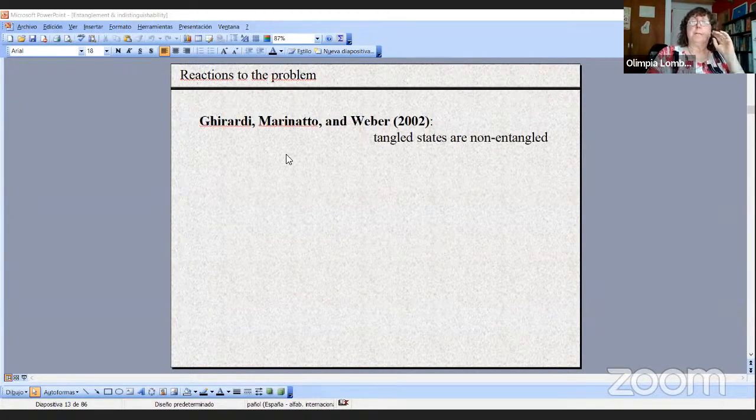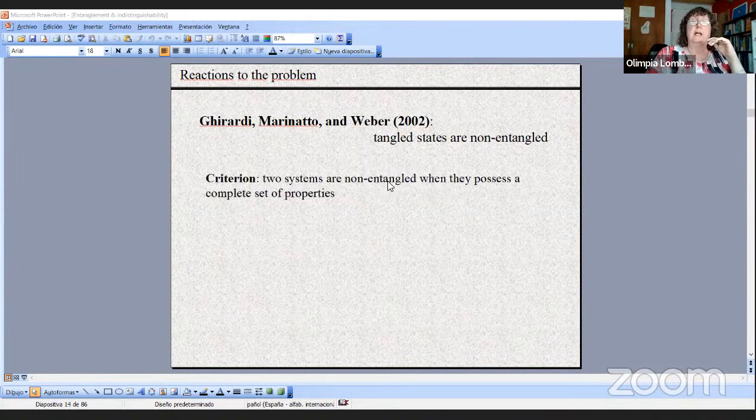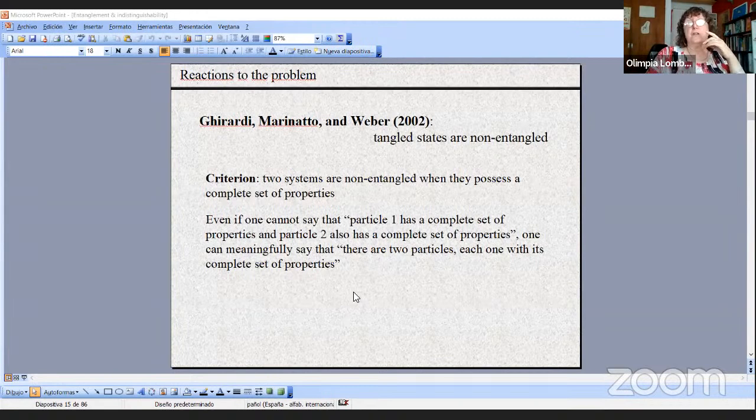In a very, very well-known paper by Ghirardi, Marinatto, and Weber, they clearly say, not with this terminology, because they don't use tangled, but they are saying something that can be said in this terminology, that tangled states are non-entangled. That is the criterion that the authors use. They say that two systems are non-entangled when they possess a complete set of properties. In this sense, they say that even if one cannot say that particle 1 has a complete set of properties and particle 2 has a complete set of properties, because we cannot use labels 1 and 2, we can still meaningfully say that there are two particles, each one with its complete set of properties.